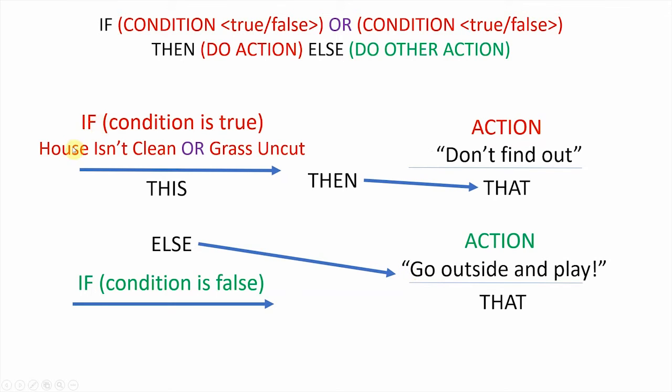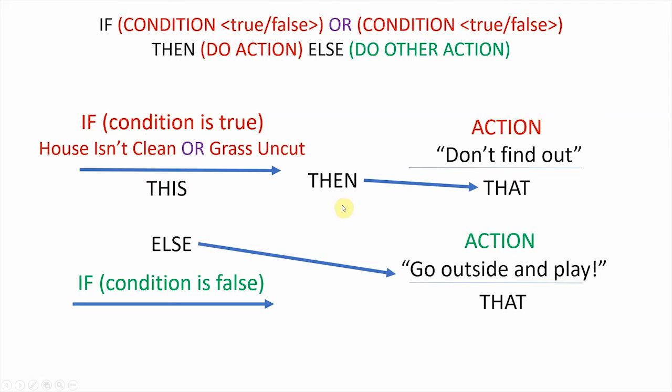So, getting back to the chores, if the house isn't clean or the grass is uncut, then I get in trouble. And in this instance, if the house isn't clean, but I did cut the grass, we want both of these to be true for this to happen. Or, if you're like your mom and dad, you know how your mom and dad is. If either one of these is wrong, then you're going to get in trouble anyway. If you didn't get in trouble with your dad, you're going to get in trouble with your mom.